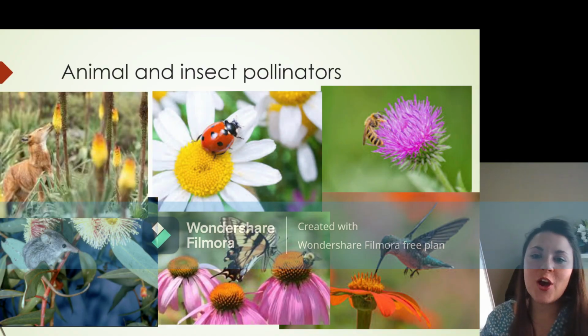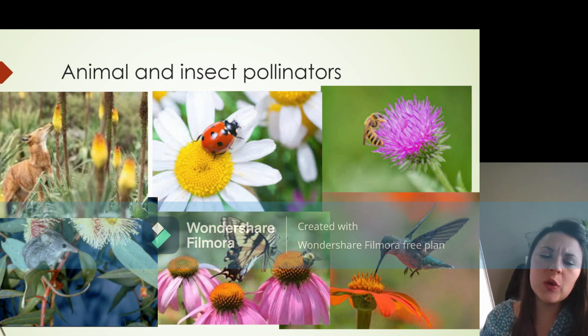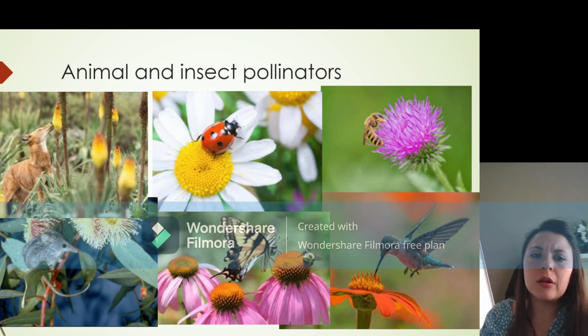Some images of animal and insect pollinators. At the very top there, you will see there is a mammal licking what seems to be a flower. This will also help to pollinate those flowers. Then we also have a little hummingbird there in the right hand corner, a little mouse on the left hand corner. In the middle we have a butterfly, a bee, and a little ladybug. All of these animals and insects help to pollinate flowers.